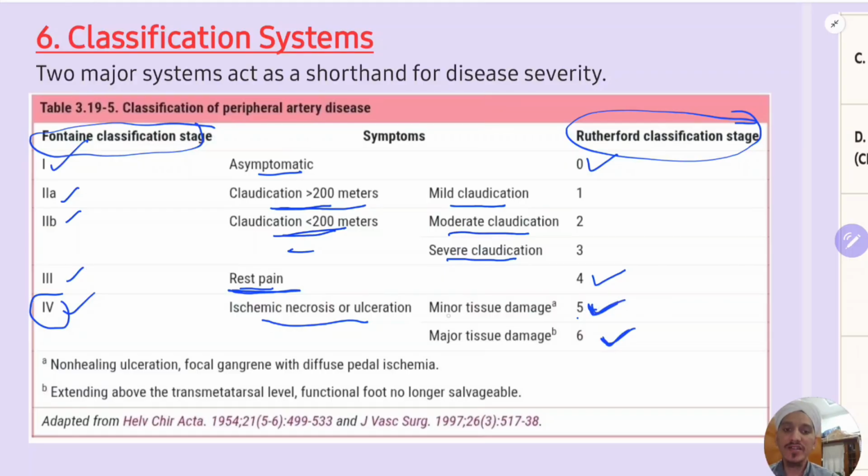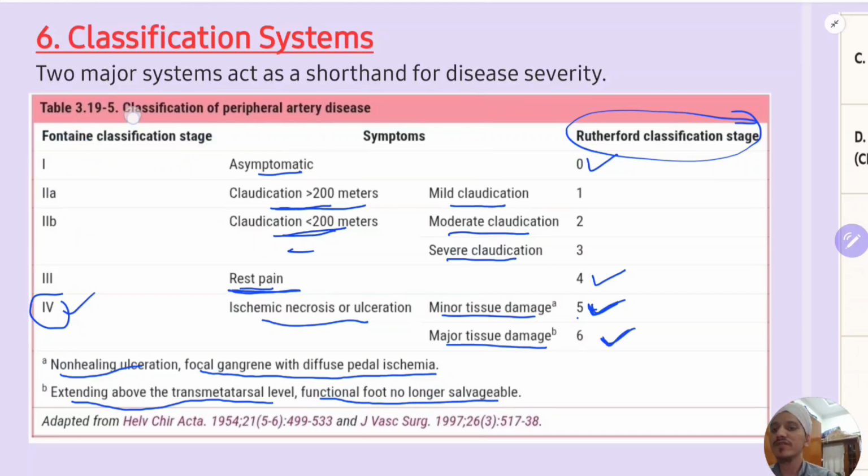In Rutherford, 5 means minor tissue damage. What is minor tissue damage? It is non-healing ulceration, focal gangrene with diffuse pedal edema. What is major tissue damage? That is sixth stage. So extending above the transmetatarsal level, functional foot is no longer salvageable at this stage. Okay, that is major tissue damage.